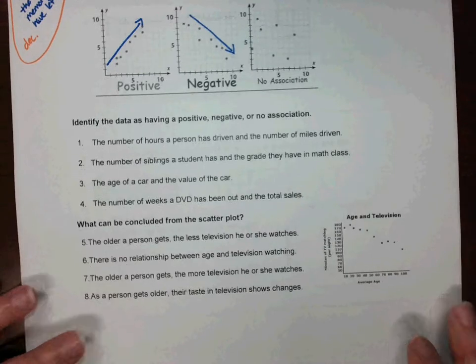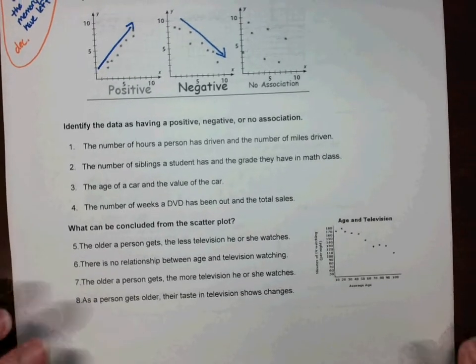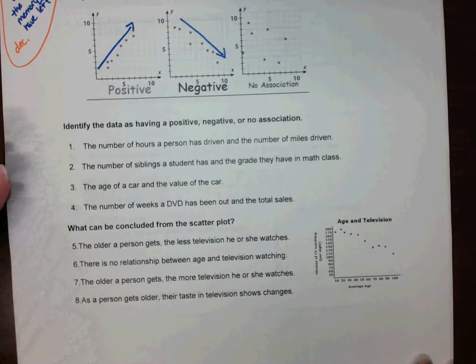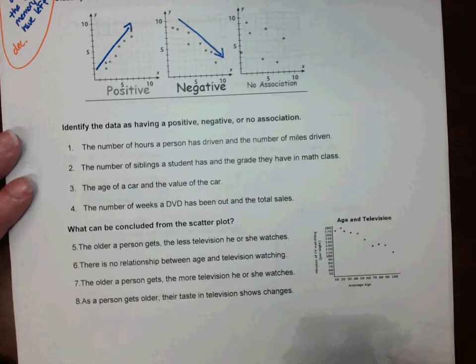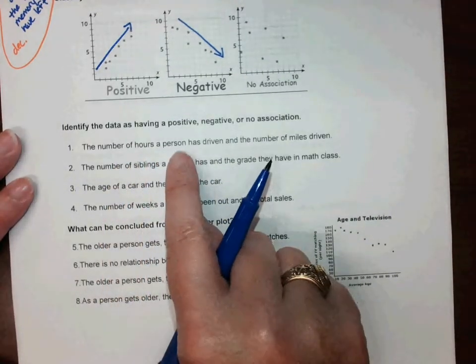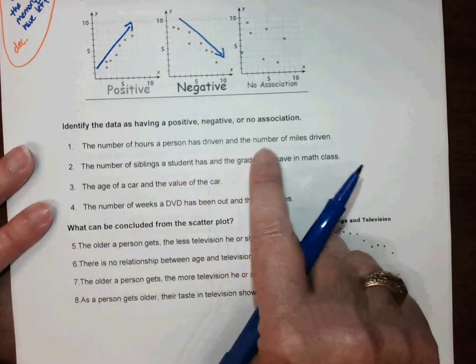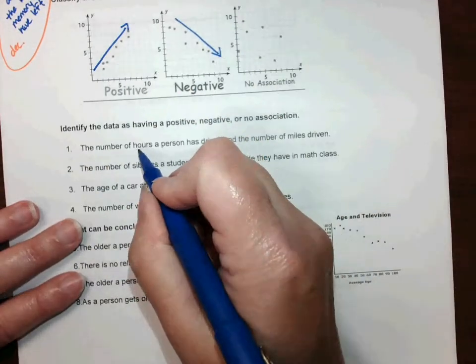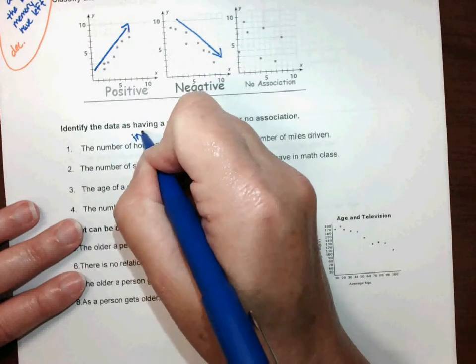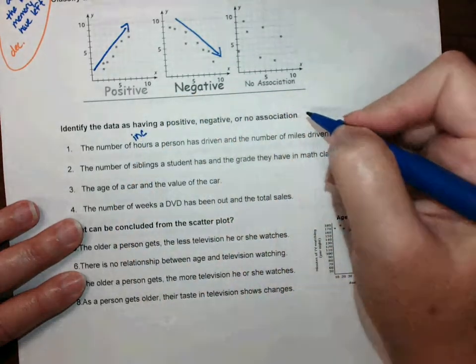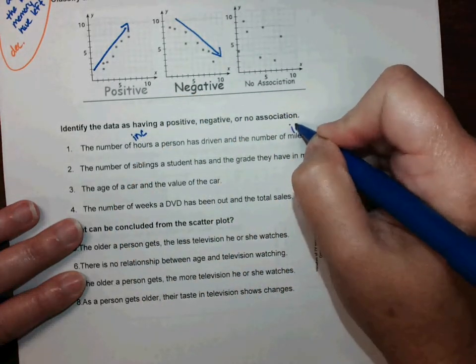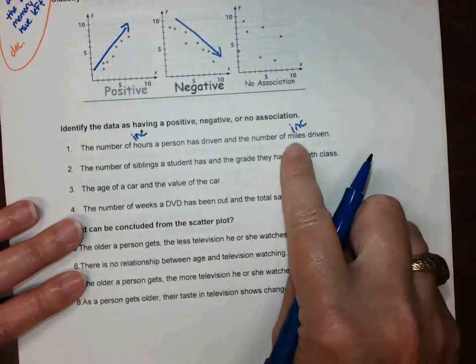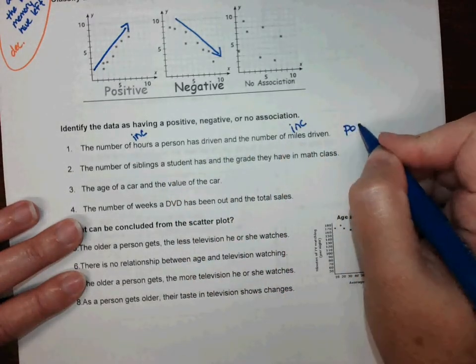So let's look at these examples and see if we can identify whether or not it's a positive, negative, or no association. So the number of hours that a person has driven and the number of miles driven. I think I just did this one. So as the number of hours increases, the number of miles increases. So if they're both increasing, this is a positive correlation.